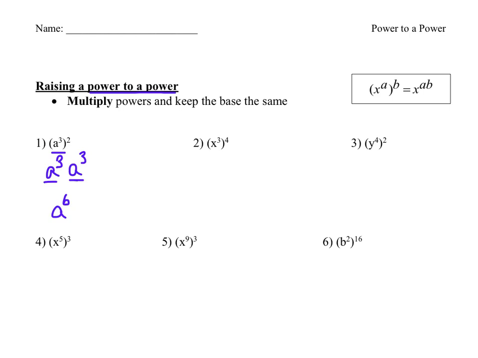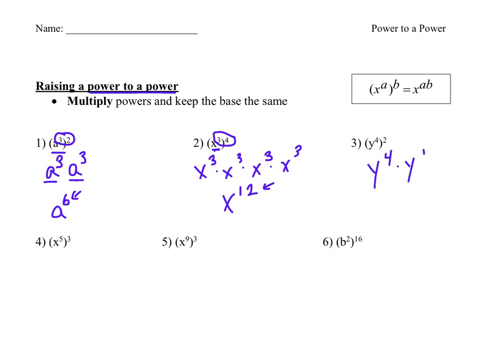Okay, a to the third to the fourth power. So that means I'm going to write this 4 times. Well, how many x's is that? How many times are we going to write x? How many times are we multiplying that together? 3, 6, 9, 12. Maybe you can start seeing a pattern here between these numbers and this number. Okay, y to the fourth squared. Y to the fourth times y to the fourth. Well, that's y to the eighth.